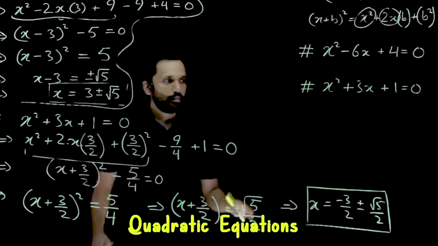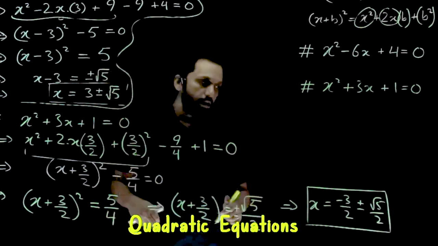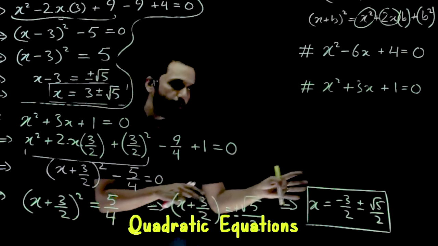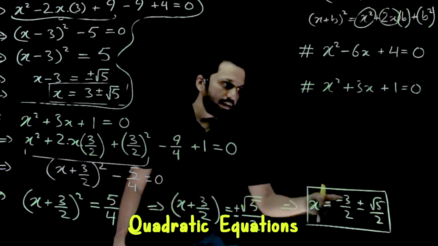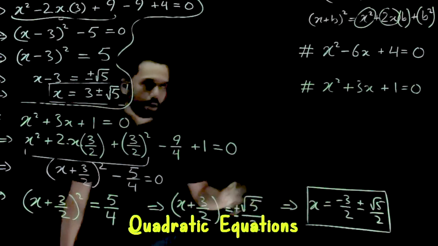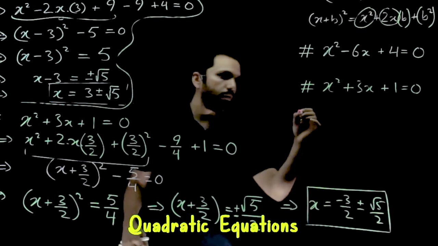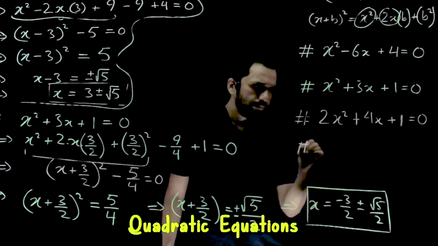I hope you are able to picturize this with a graph. I'm not doing that because I don't want to get into that, but I would love you guys to make the graph and see where this minus 3 by 2 lies and what are the two numbers, what is the x-intercept, and how the graph looks like. Let me give you another one and I'll not solve it. You solve it yourself.